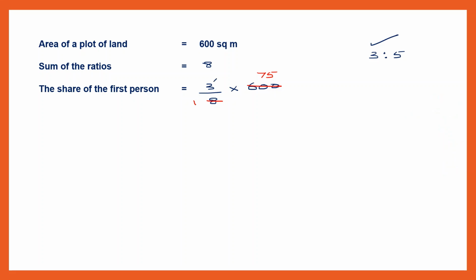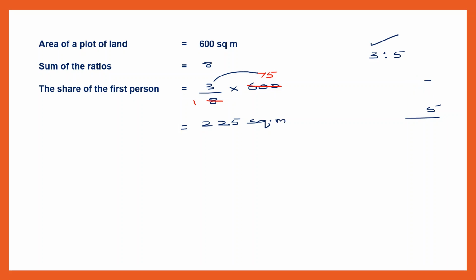Now let's multiply the numerators. 3 into 75. So 75 into 3. 3 5s are 15, carry 1. 3 7s are 21 plus 1, 22. 225. So we found the share of the first person, 225 square meters. Now it's easy to find the share of the second person.